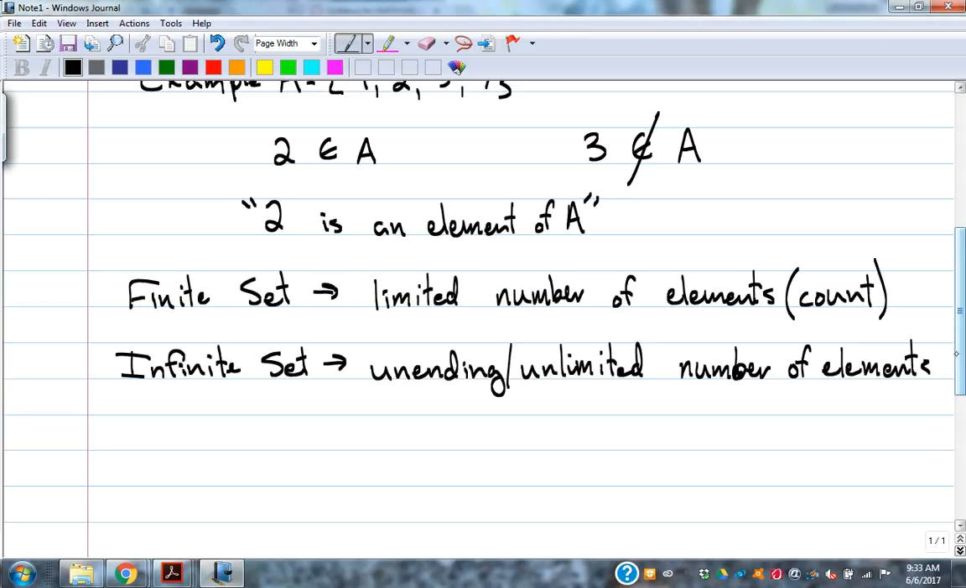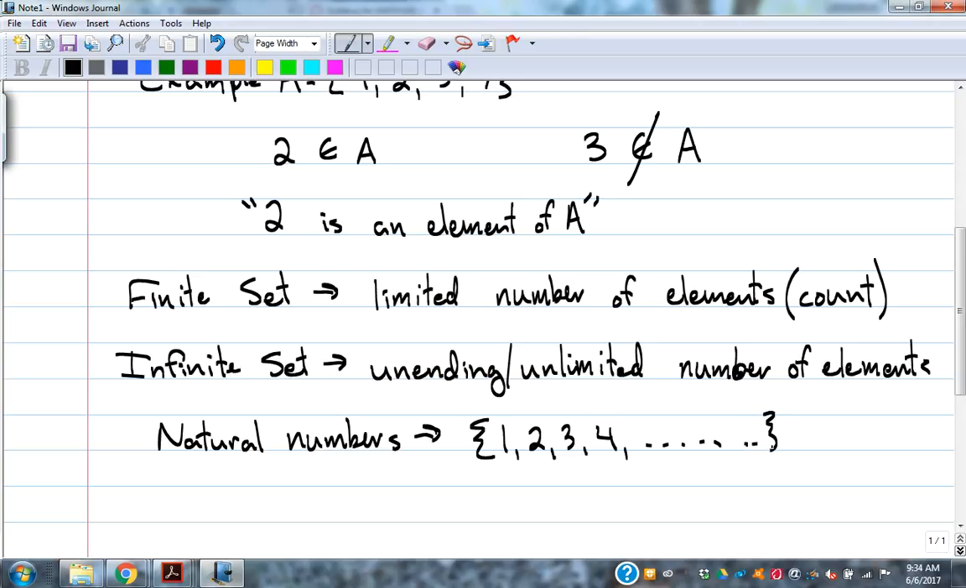Okay. An example of an infinite set would be the natural numbers. The natural numbers is the numbers you learned first when you were a kid. You're learning to count. You started with 1, 2, 3, 4, and you kept going forever. As you got older, you counted higher. So natural numbers would be an infinite set. It's just the counting numbers is all the natural numbers are. So this would be an example of an infinite set.